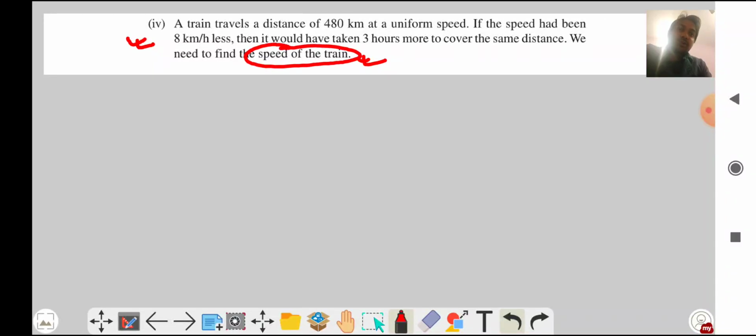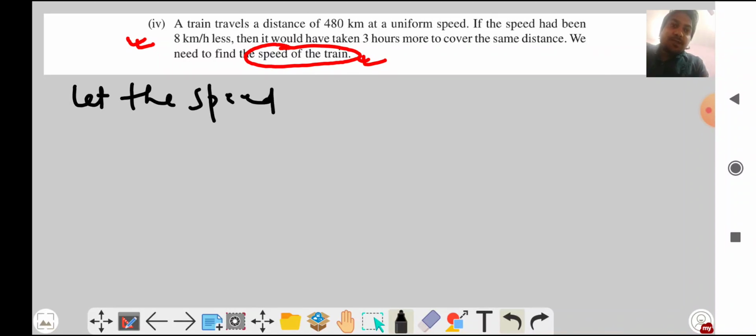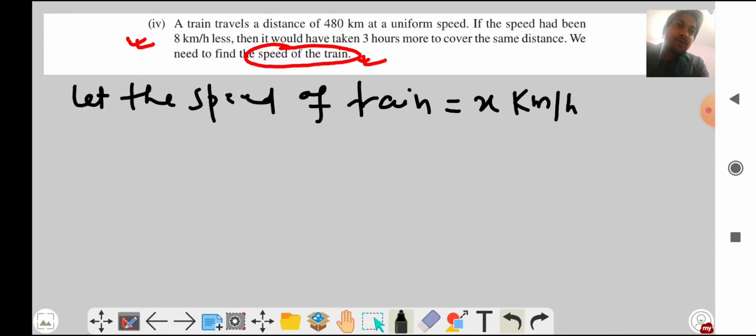So first of all, we are going to take the speed of the train. Let the speed of the train be equal to x kilometer per hour, right? Because all things are given in kilometer and hour, so I am taking the speed as x kilometer per hour. Is it clear to all guys?